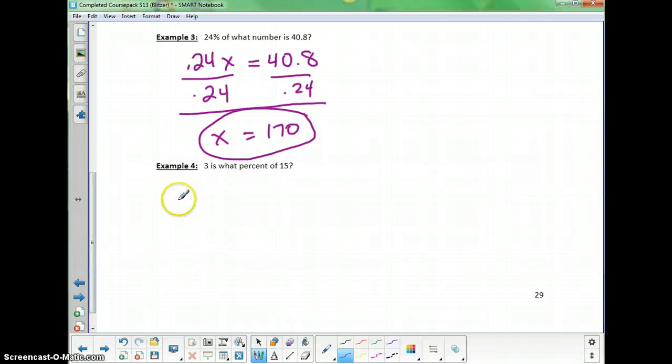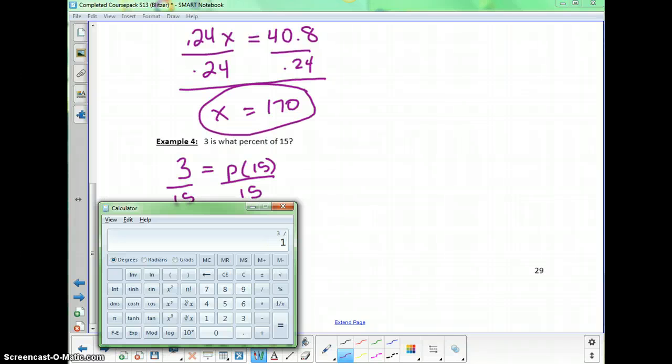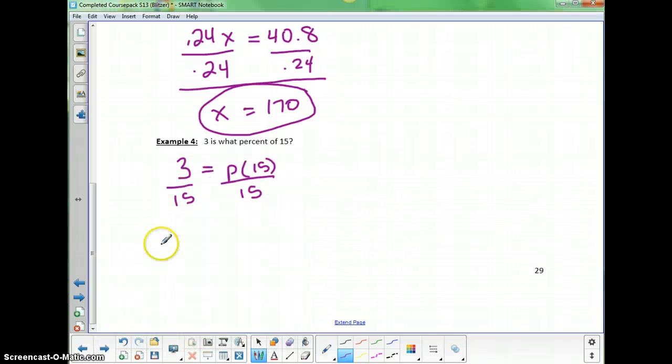Let's look at our next one. 3 is equals what percent, I don't know the percent, I'll call it P for percent, of 15, of means multiplied by 15. Since it's multiplied, to solve the opposite would be to use division. Since I'm working with percents right here, I'm going to get that into a decimal instead of leaving it as a fraction. So 3 divided by 15 is 0.2.